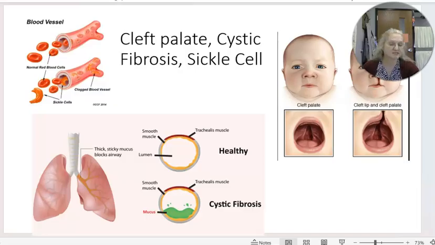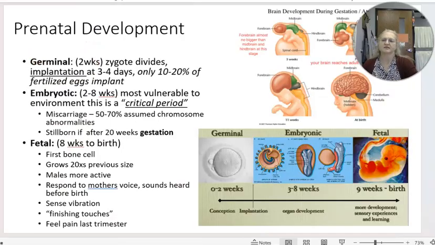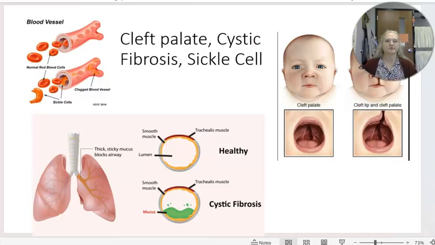Cystic fibrosis, sickle cell anemia. Sickle cell is kind of an interesting one. It is a sex-linked trait. My understanding is it's more likely to present in men, black men, but it is also thought to be an evolutionary adaptation to people who grew up or who are from parts of the world where there's a lot of malaria, because people who get malaria and have sickle cell are more likely to survive than people who do not have sickle cell.